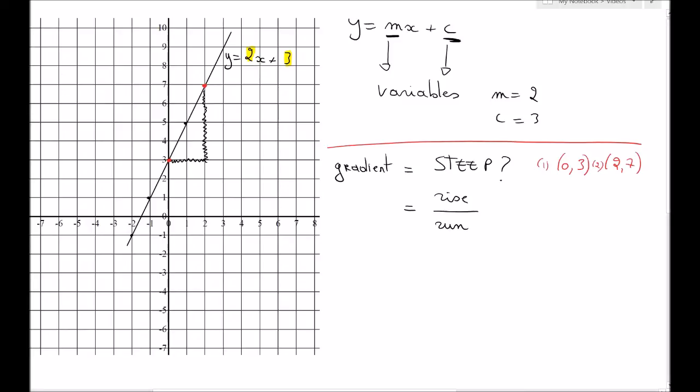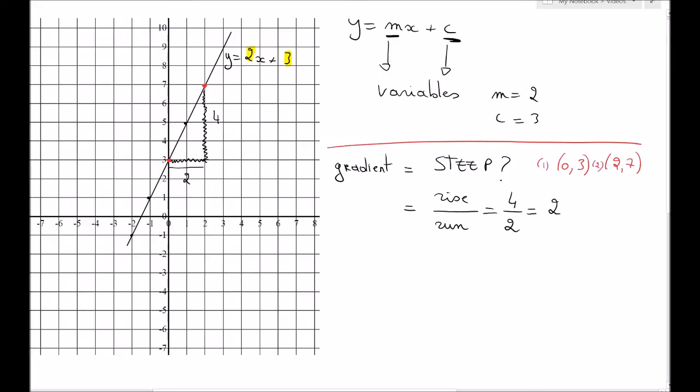Okay, imagine that you're stuck somewhere and you have to get from one point to the other, and the only thing that you can do is up, down, left, or right. So that's how you're going to try and figure it out. So from this point here, I run 2 units, and I'm going to rise 4 units. So 4 over 2. So my gradient in this case is going to be 2, because it's 4 over 2.